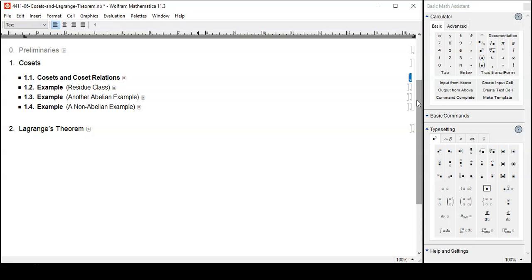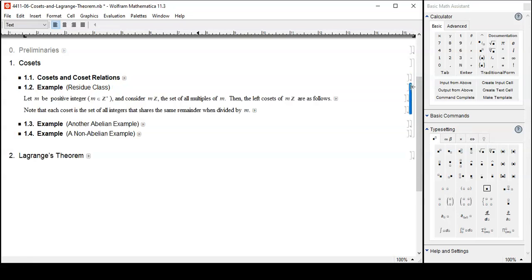Okay, so much for 1.1. Now let's go to 1.2. And in this example, let's re-establish the residue class using a little bit higher level language. Let's begin with Z, the set of all integers under the addition, and that's a cyclic group. So any subgroup is also a cyclic group, and it must have a generator, so it must be of mZ form.